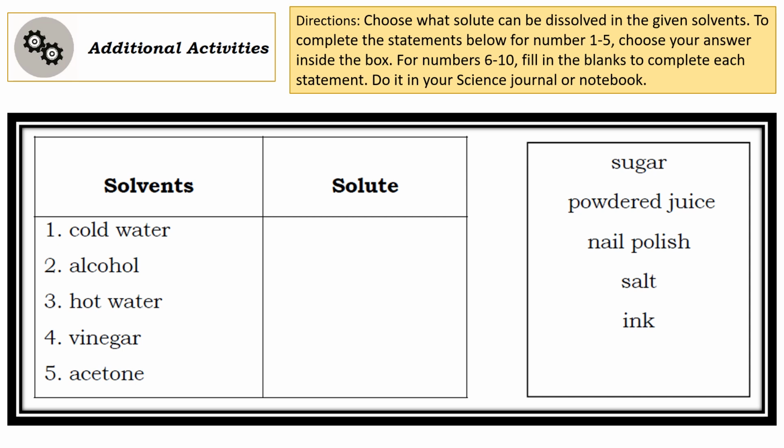For additional activities, you have to choose what solute can be dissolved in the given solvents. Okay, number 1 to 5, may binibigay na solvents dyan. Merong mga binibigay na pangtunaw. Ngayon, piliin nyo sa kabila kung ano ang pwedeng tunawin ng solvents na yan. Ang mga choices ay sugar, powdered juice, nail polish, salt, at saka ink. Ito yung mga solvents. Number 1, cold water. Number 2, alcohol. Number 3, hot water. Number 4, vinegar. And number 5, acetone. Answer.